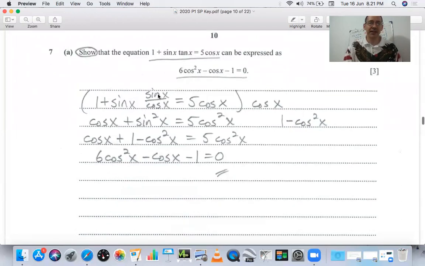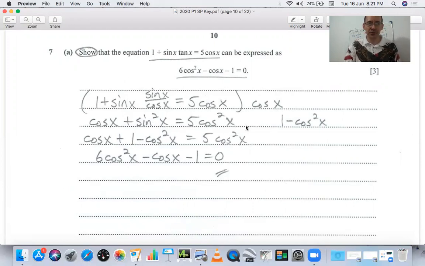So the first thing that I'm going to do is change it to its identity, sine over cosine. Well, that creates a fraction, and we don't like fractions, so we're going to multiply the entire equation by cosine to eliminate our fraction. So cosine times 1 is cosine. Cosine cancels out this cosine, giving us sine squared x. And then cosine times this gives us 5 cosine squared x.